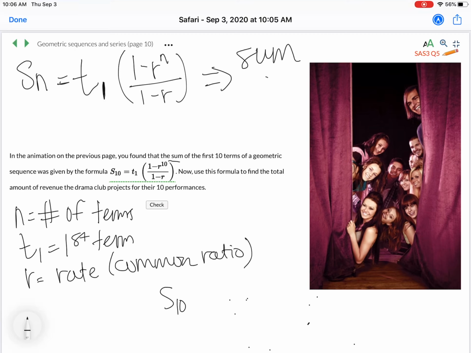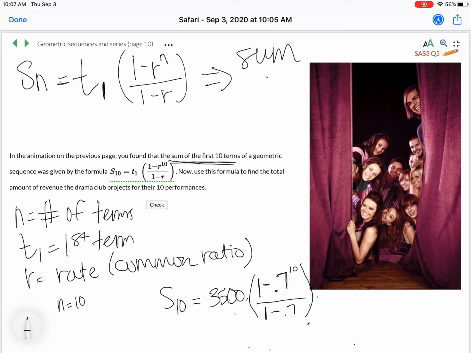All right, so we have S of 10 because it tells us we're looking for the sum of the first 10 terms. Okay. T1, remember our first term that we did was 3,500. Okay. Next, we have 1 minus our ratio or our rate, which was 0.7. We put our N, which is 10, divided by 1 minus our rate.